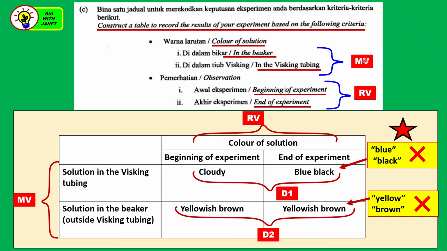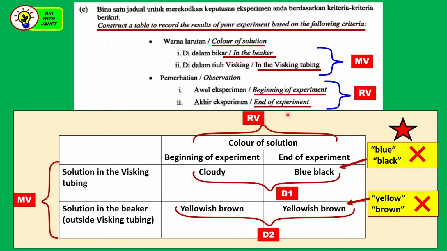So what do you write for MV? Now, color of solution in the beaker. The color is actually the RV, but the solution is the one that's the MV. So write solution in the beaker and solution in the Visking tubing. And then the observation is actually the color of solution at the beginning and end of the experiment. So the words color of solution should come down here: color of solution at beginning and end of experiment. Now that's the RV. So with that, you can start to draw your table.